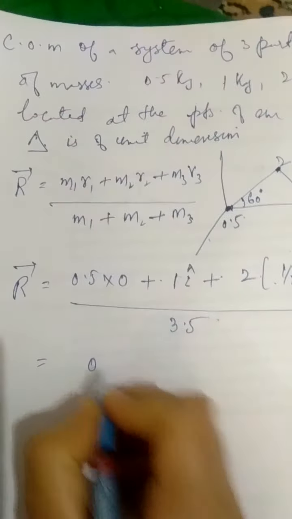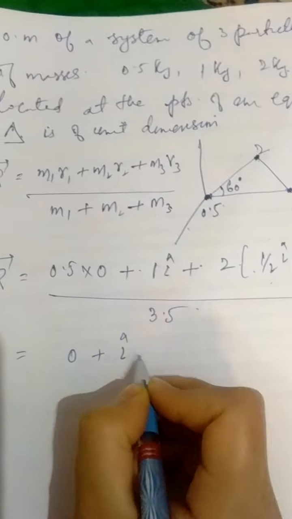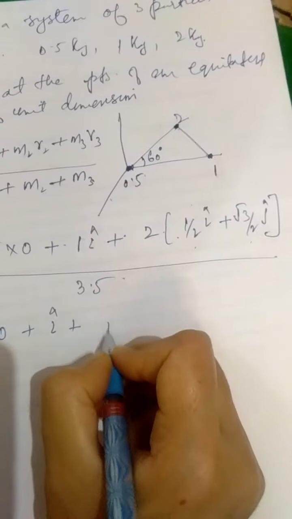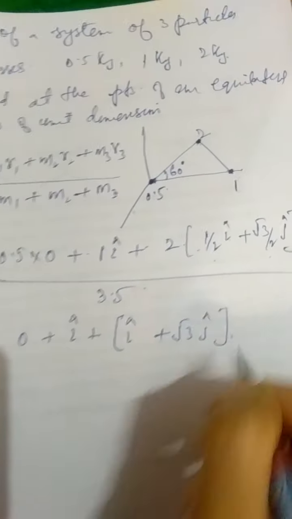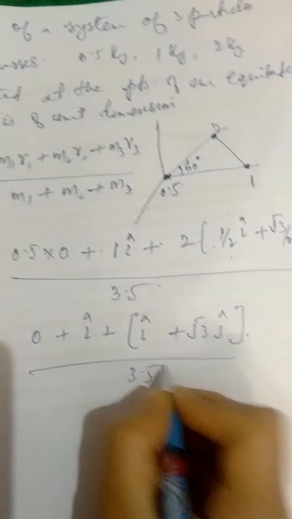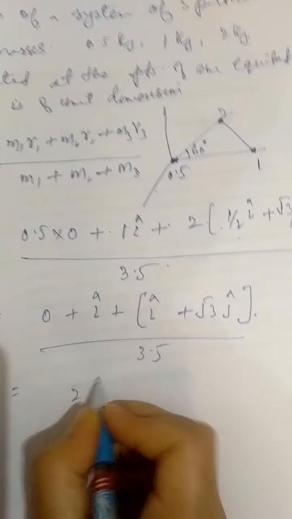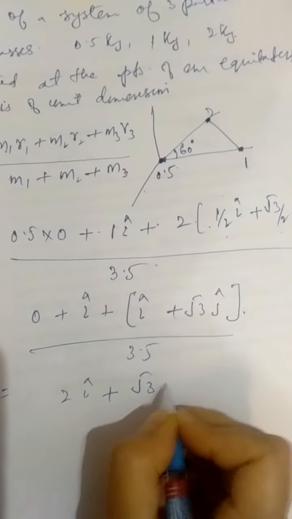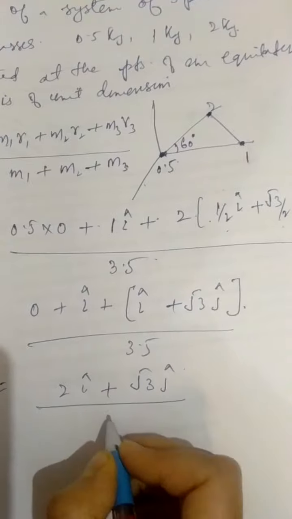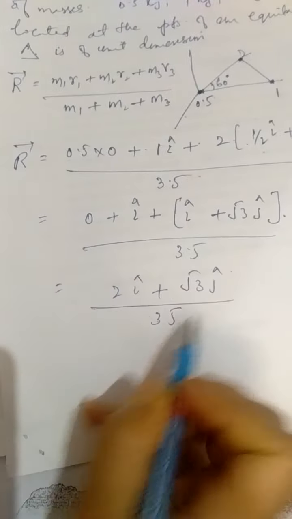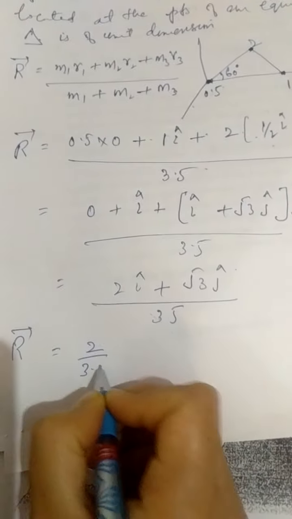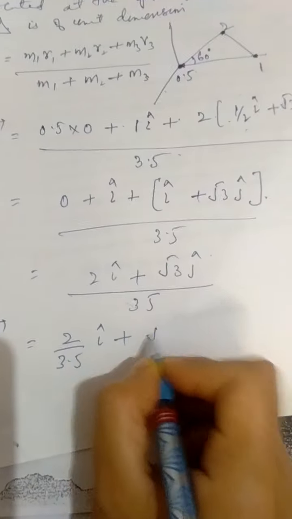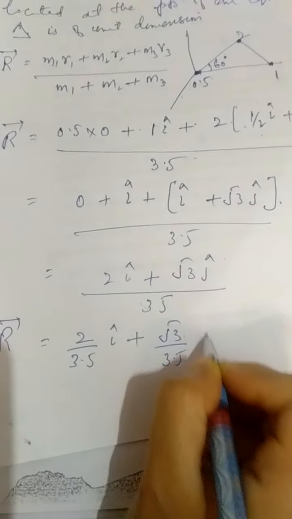Now this is 0, this is I, plus this is what? This is I plus root 3 j. So let us sum it up. It is 2I plus root 3 j divided by 3.5. So the x component is this much and the y component is this much. So r is 2 by 3.5 I plus root 3 by 3.5 j.